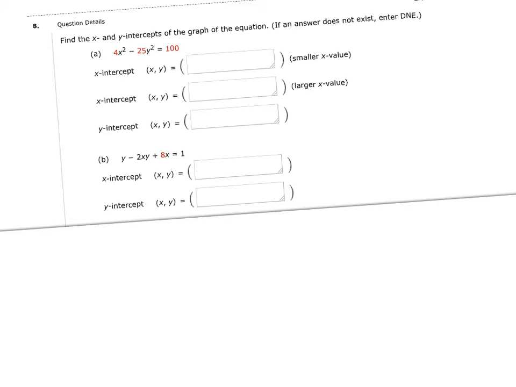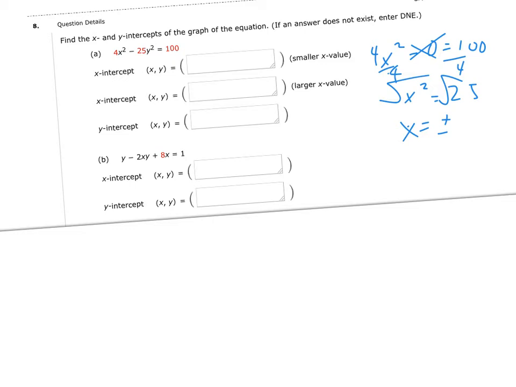So remember, for intercepts we always plug in 0 for the other variable. So for the first one here, for x-intercepts, I would plug in 0 for y. And so that just turns this whole thing into 0. And so I would cross that off, and then we're going to divide both sides by 4. And we get x squared equals 25, and then we would square root it, so x equals plus or minus 5. All right, so then obviously the smaller one's negative 5, and the big one's positive 5.